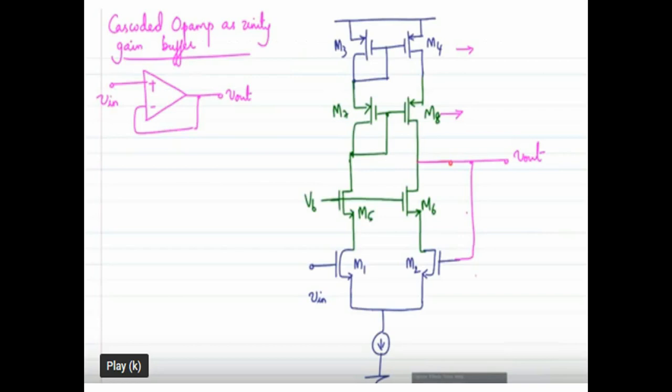So cascode op-amp. A telescopic op-amp is also known as a cascode op-amp. Why? The op-amp structure is developed by cascoding the transistors. Okay, so the telescopic op-amp is also known as cascode op-amp. So next we discuss how to use a cascode op-amp or telescopic op-amp as a unity gain buffer. There is a problem.